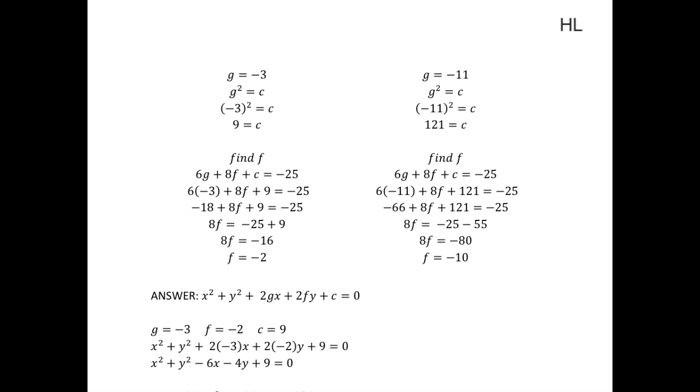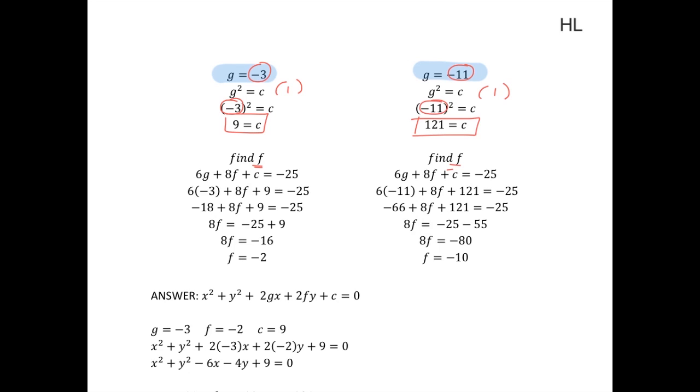So in our last slide, we had g is equal to minus 3 or g is equal to minus 11. Our equation 1 said that g squared is equal to c. So we can get what our c is just by squaring minus 3 in this case, so c is 9. Or squaring minus 11 in this case, so c is 121. Then the last variable we need is our f.